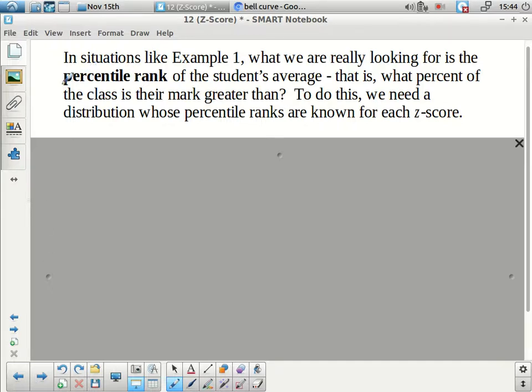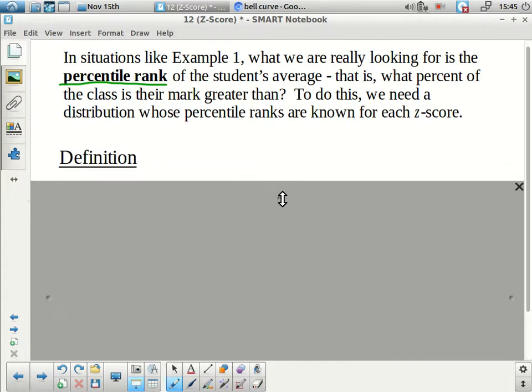So what might be more helpful is to figure out the percentile rank. Instead of knowing the number of deviations away, what percent of the class is this student better than? Where are they sitting on that graph? In order to do that, we need to have an idea of how that works. How does the Z score connect to the deviation?